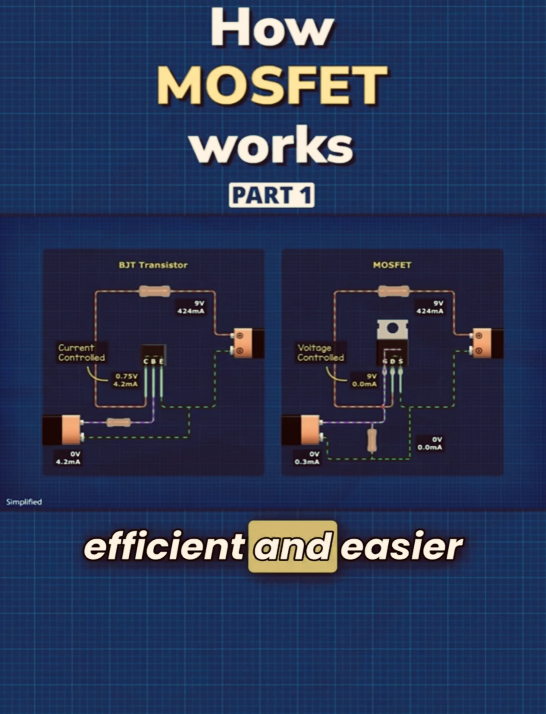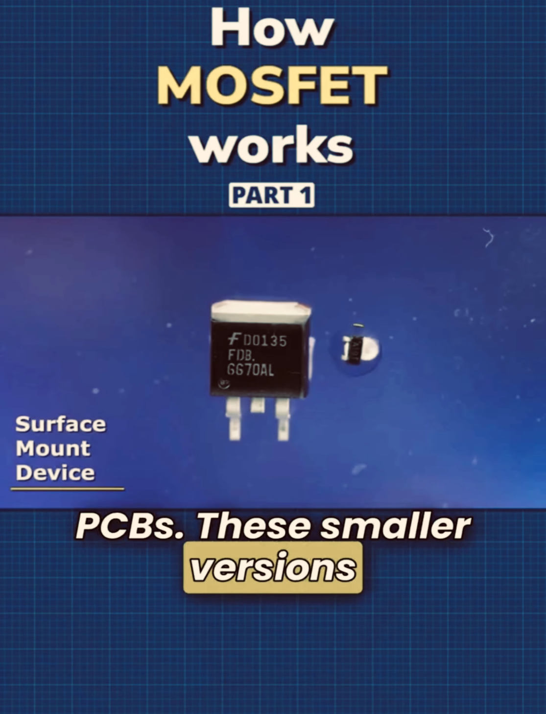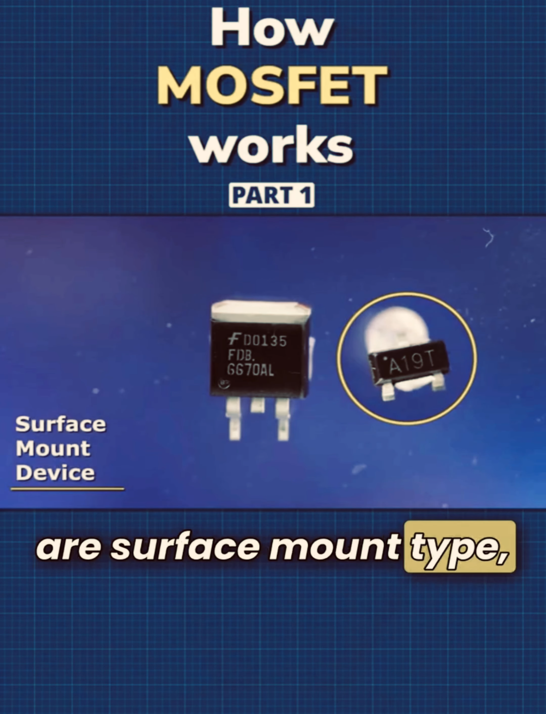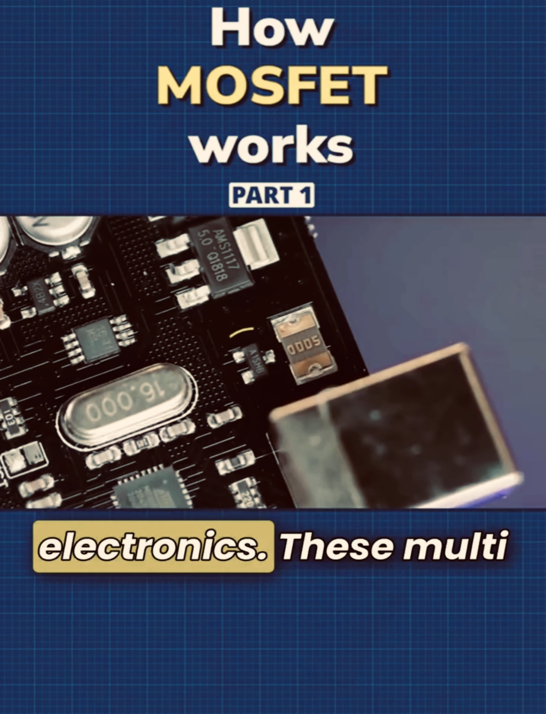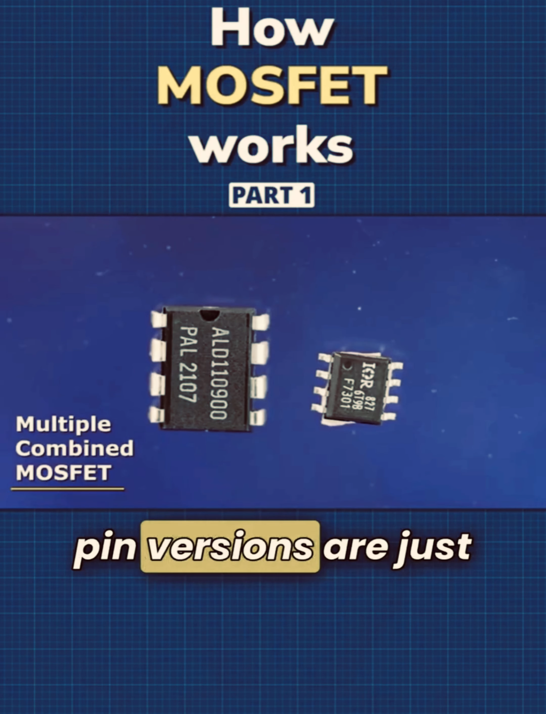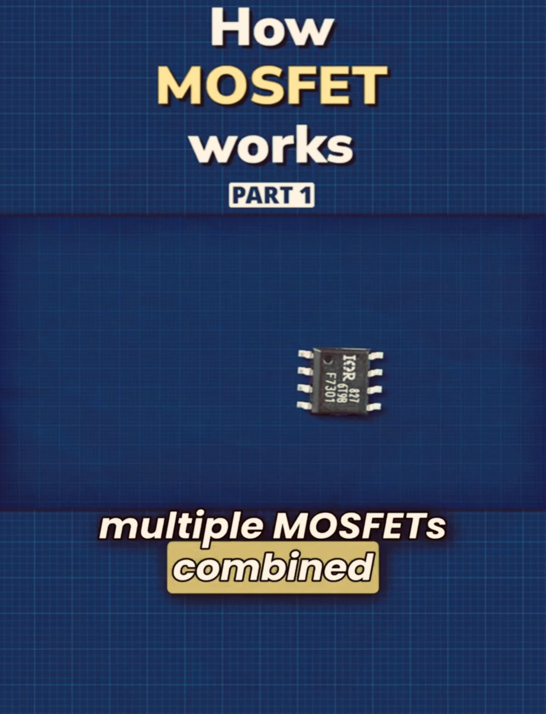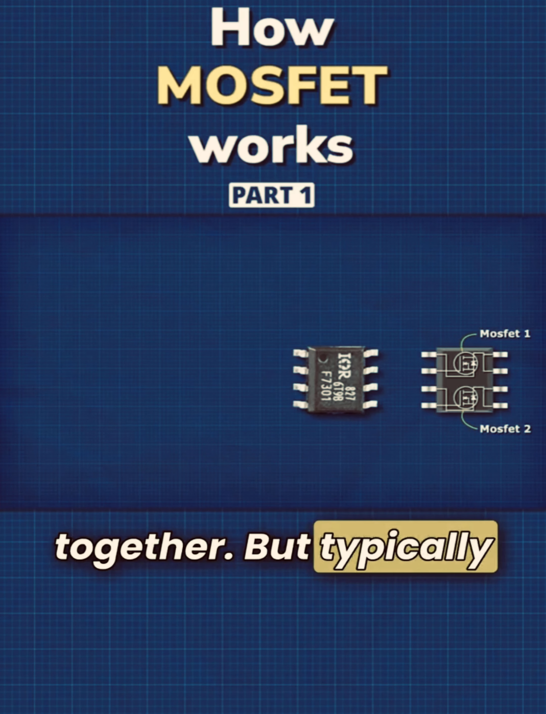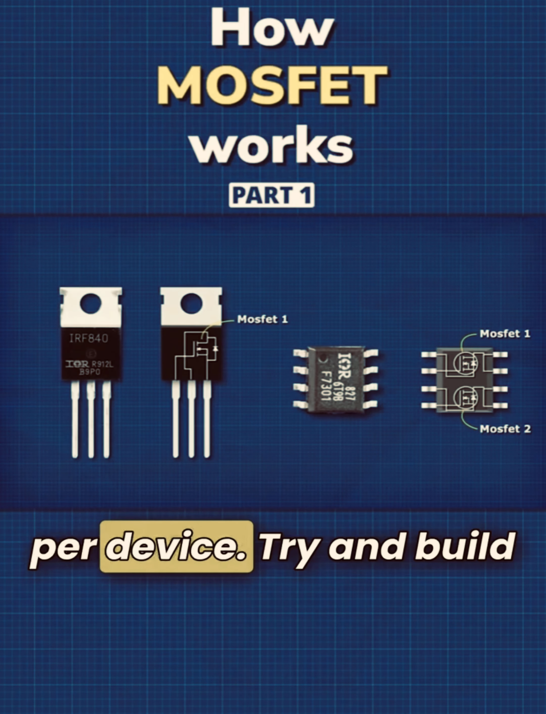These larger versions are through-hole type. We use them on test boards, but also PCBs. These smaller versions are surface mount type, and we use these in compact electronics. These multi-pin versions are just multiple MOSFETs combined together. But typically there is just one MOSFET per device.